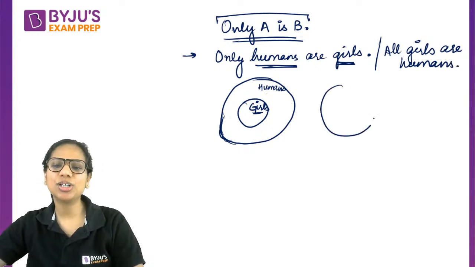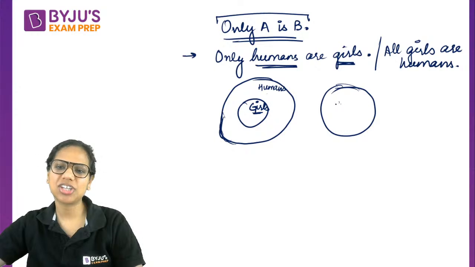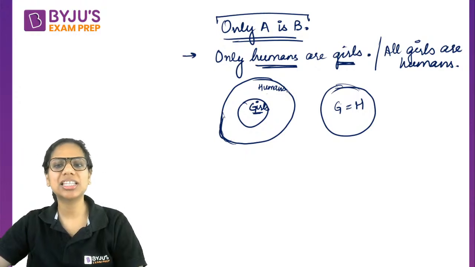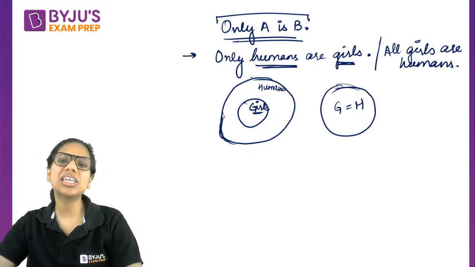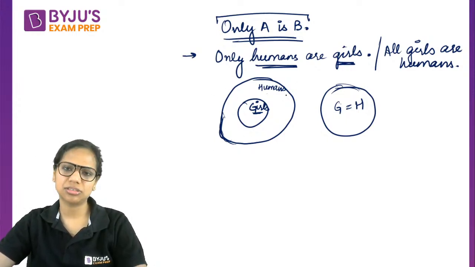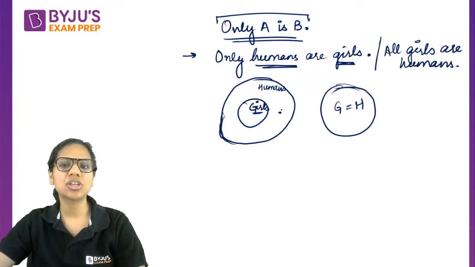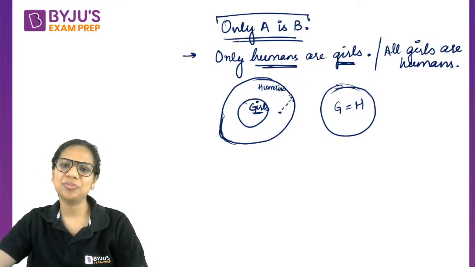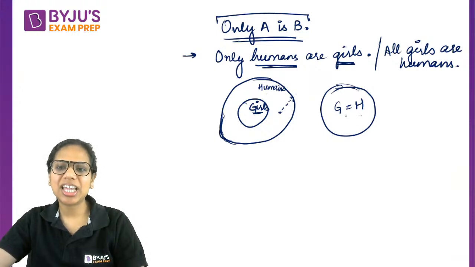Right. So there are two possibilities through which I can draw this. When I say only humans are girls, either girls lie inside humans, because except humans, nothing else can be a girl. So girl can be as small as a dot inside humans, or it can expand, expand, expand and reach equal to humans. But it cannot go outside humans because only humans are girls. That constraint is there. So after expanding, it can become equal to H though, right? But it can't go outside it.